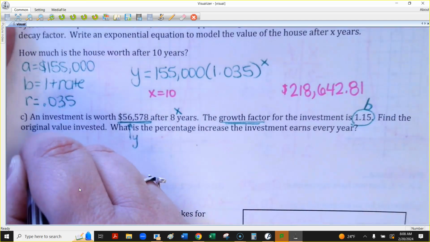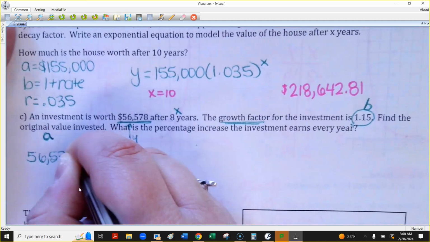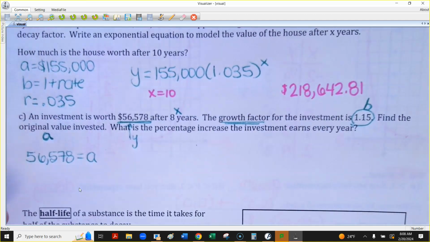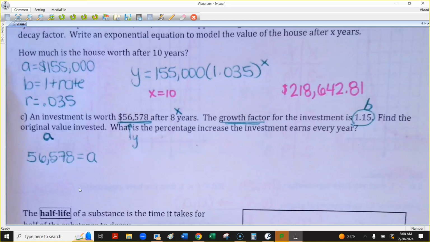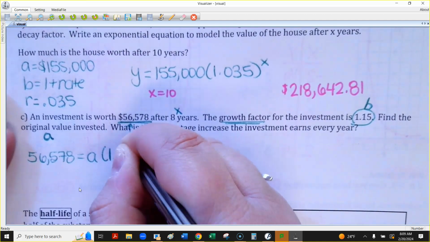I know y here, 56,578. We don't know the initial investment. That's what we're working backwards to figure out. I don't have to calculate anything for the B value. They're just saying it's 1.15, not a percentage listed or anything like that. It just says growth factor.